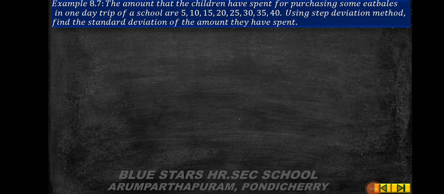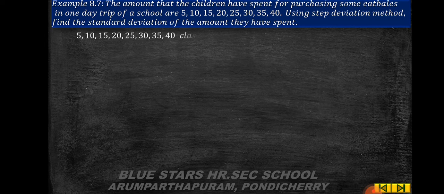So last video we saw example problems in statistics. Now we are going to see the continuation of the example problems. Example 8.7: the amounts that the children have spent for purchasing some eatables in one day trip of a school are 5, 10, 15, 20, 25, 30, 35, 40. Using step deviation method, find the standard deviation of the amount they have spent.